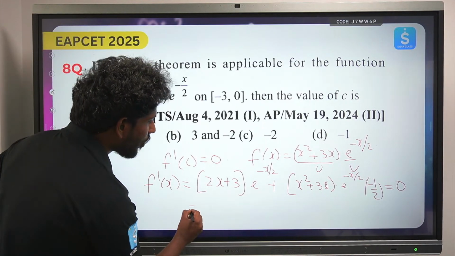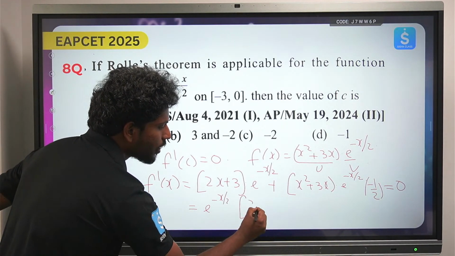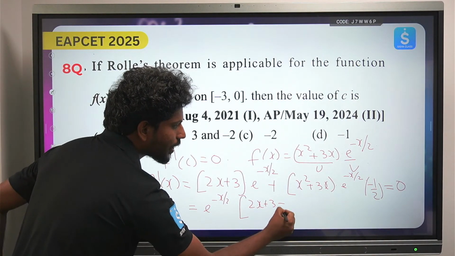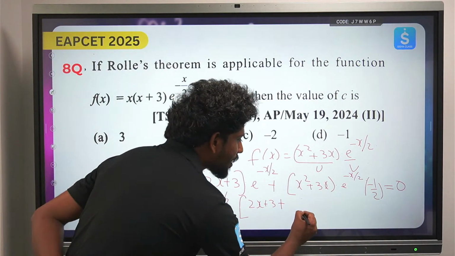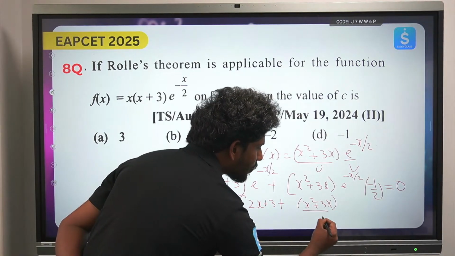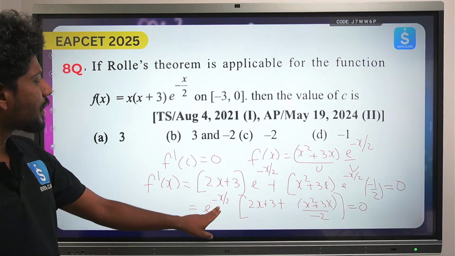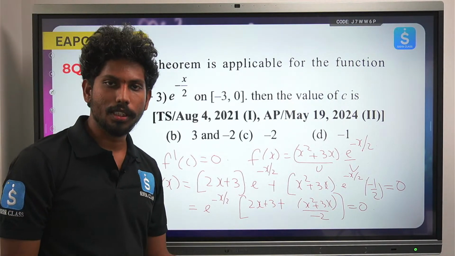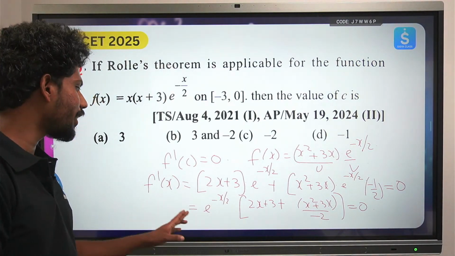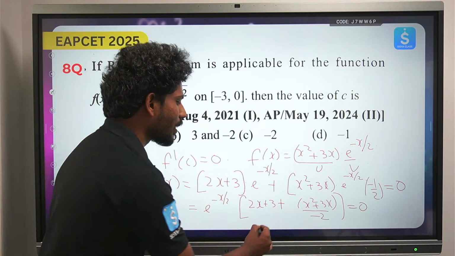So what can I take common here right now? E power minus x by 2. If I take common, so I will be having 2x plus 3 plus x square plus 3x by minus 2. Okay, so which is equals to 0. For any value of x, this e power minus x by 2 will not be equal to 0. Only when it is tending towards infinity. So nowhere this possibility is there. So we'll just try to work it on only this equation, right?